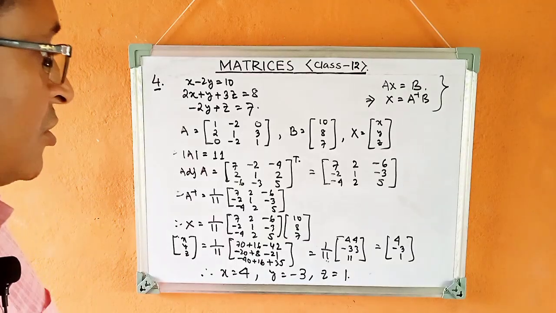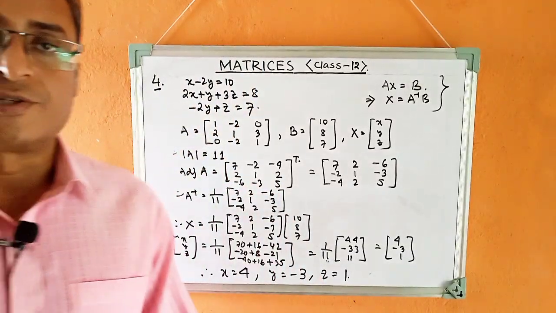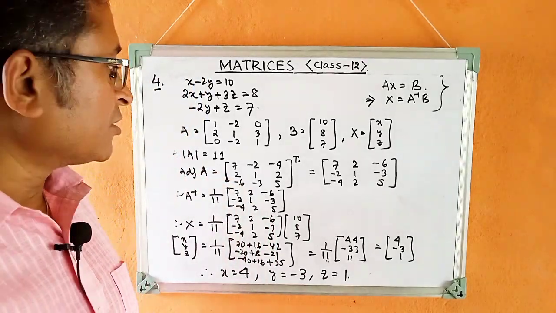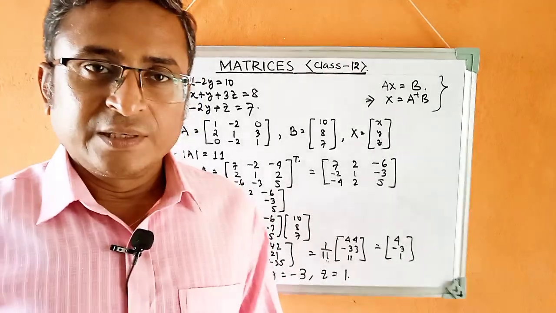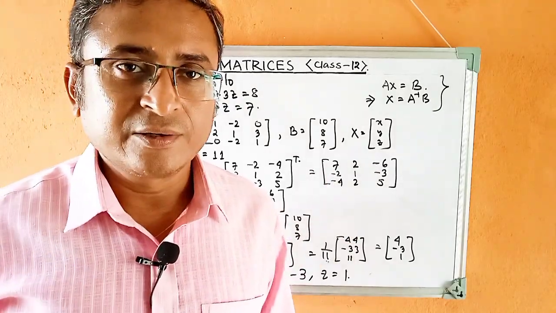So see carefully. By using the matrix method, or Cramer's rule, another name of matrix method, we solve. This is the process to solve the simultaneous linear equations.